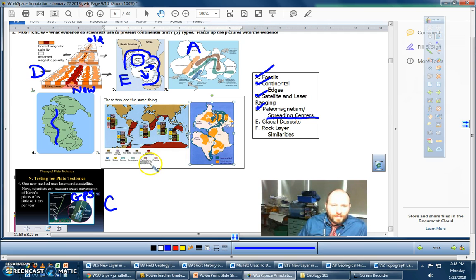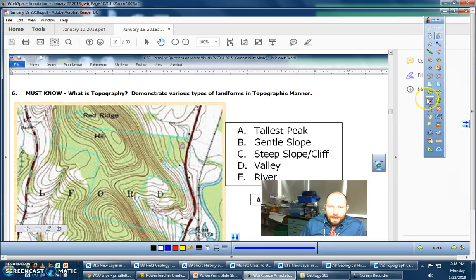Which leaves us with the last one here. These are the same two pictures. You will know right here that it talks about things like sandstone, basalt, glacial tills, and so on and so forth. These are rock layers, these are rock types, and so we are now referring to this picture as F, rock layer similarities. Cool, we're almost done here.